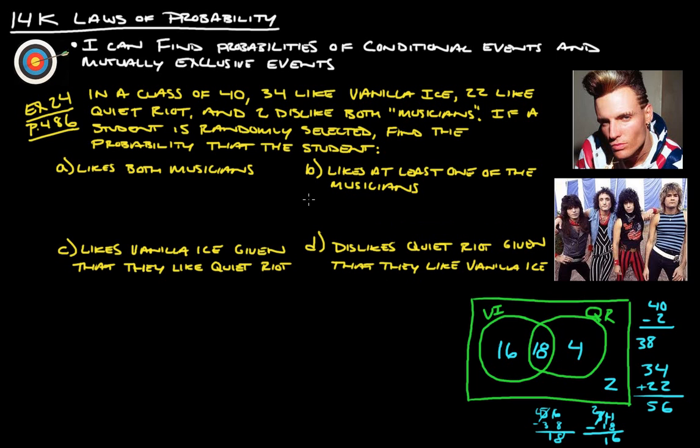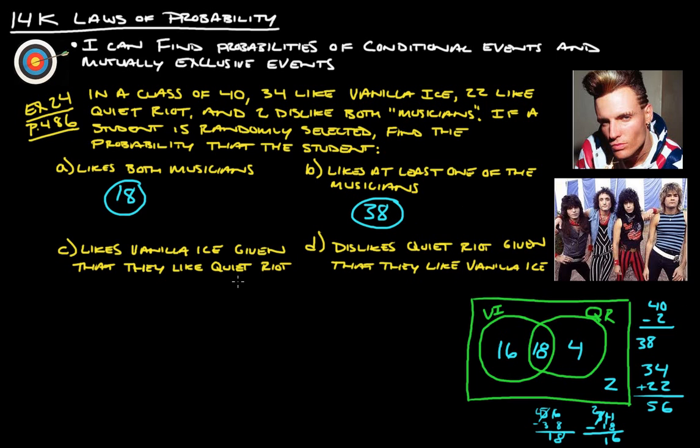Okay, but now that we have that, let's figure out how many people like both musicians. That's simply the 18 right here. So again, once we have this filled out, the rest of this is easy. Likes at least one of the musicians, so they could like one or the other or both. So that's really all three of these sections here. And we know that 40 minus 2, we know that this had to be 38 in here. We already calculated that earlier, so that's 38.